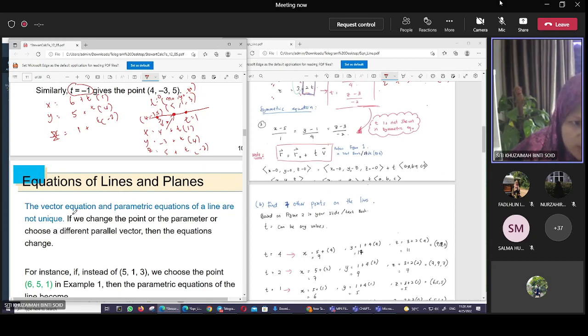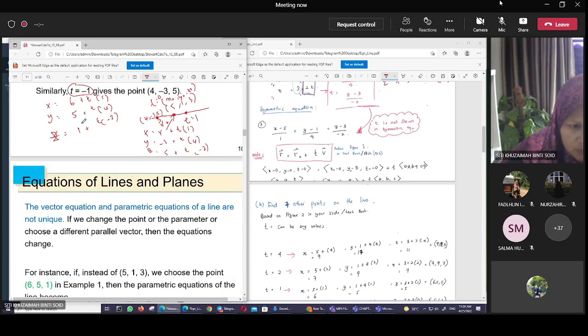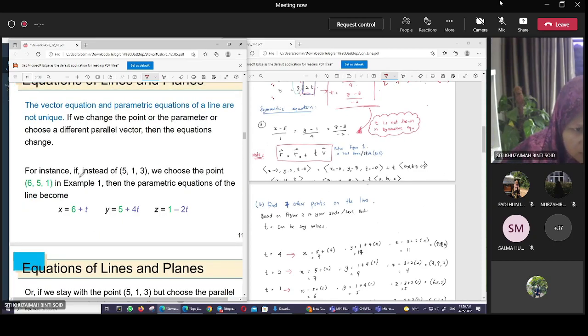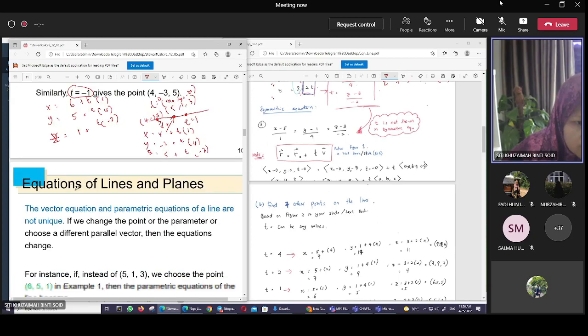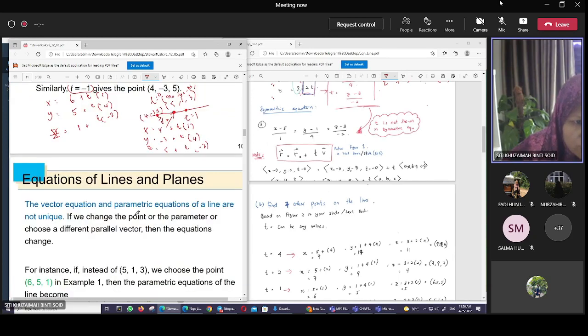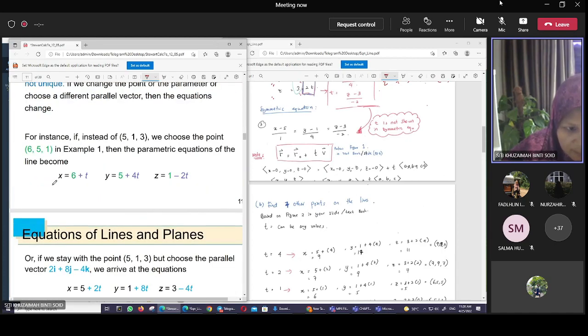Okay, if we substitute t equals 1 or t equals -1 into this equation. Other than that, he says there is another form. Instead of 5, 1, 3, we choose the point 6, 5, 5. This is the one from before. The earlier one was 6 plus t, so it becomes like this. 5 plus 4t is equal to 1 plus -2t. Okay, it becomes like this.